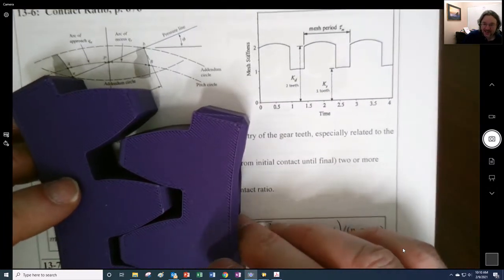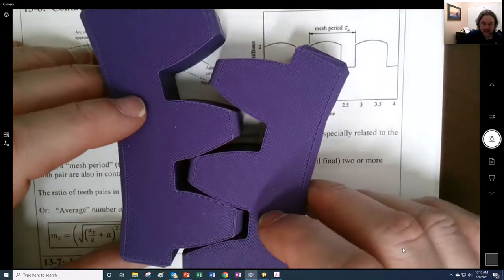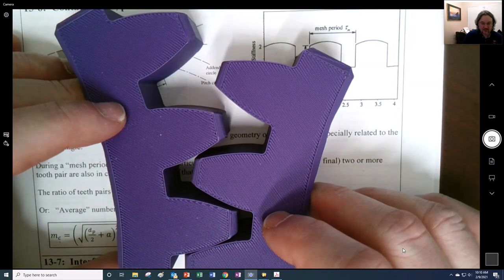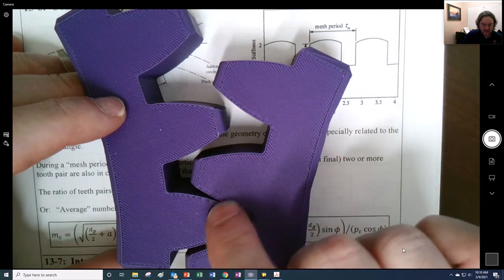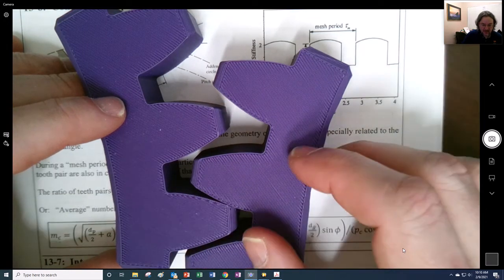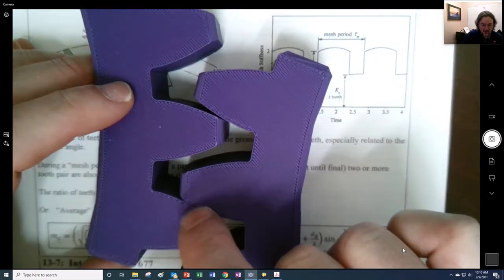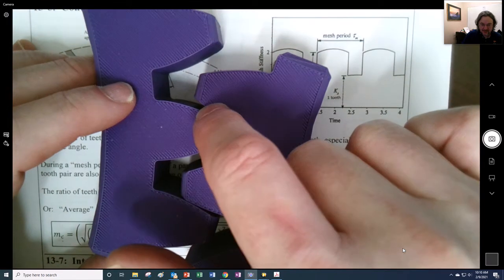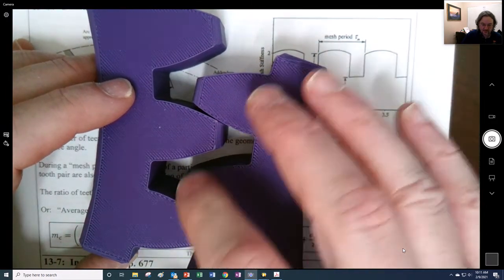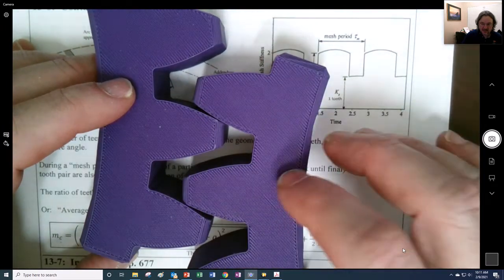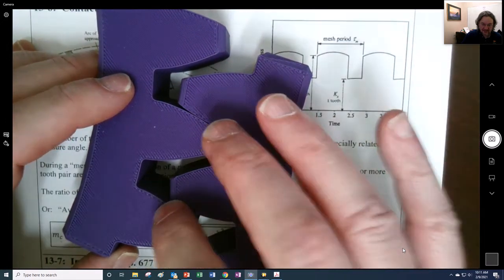You can think of it as the average number of teeth pairs engaged at any time, or through a cycle of changing up. Right now in this situation, there are only 2 pairs of teeth. But as it rolls over, this one initiates contact while this one is still in contact, and so for a brief amount of time there are 2 pairs of teeth engaged. And then as this continues to roll, this disengages.